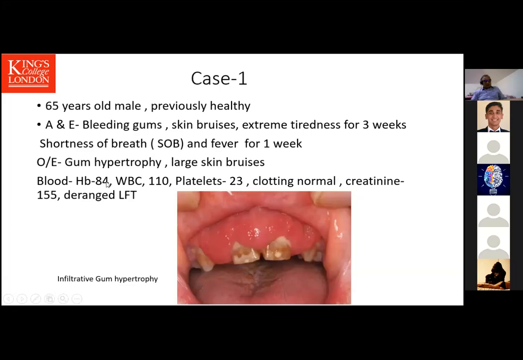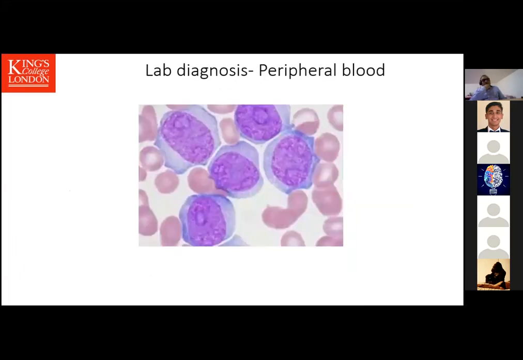You found that he has got low hemoglobin, anemic, and his white cells are exorbitantly high, and his platelets are low. Clotting is normal, and he's got renal impairment, could be acute kidney injury, and his LFTs are not good. So you got alarmed that there is something really bad going on in his blood. He's got very low platelet count and very high white cell count. So you did a lab diagnosis.